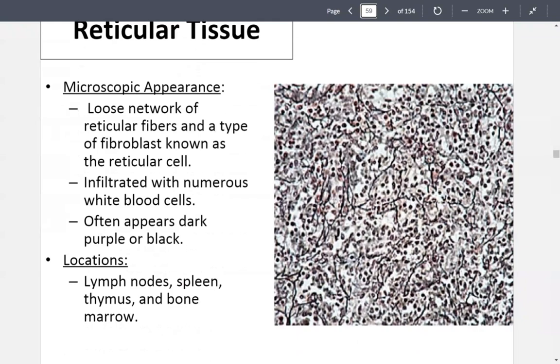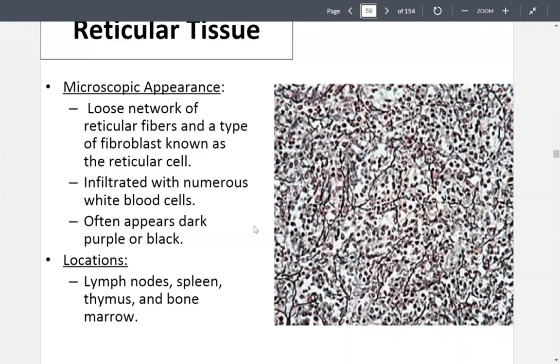Reticular tissue, under a microscope, is going to be a loose network of those reticular fibers, so it's going to have a lot of black strands, ropes through it. It's going to have a type of fibroblast that we refer to as a reticular cell. It's going to have numerous white blood cells that we talked about, and typically appears that dark purple black because of the reticular fibers and fibroblasts.